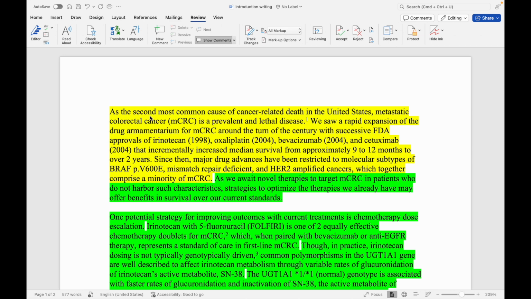We can see here the authors open up by saying the second most common cause of cancer-related deaths in the US is metastatic colorectal cancer. So in this paper, these authors cite this reference one, they cite the World Health Organization's Global Cancer Observatory chart for the USA. This is a website that's very helpful when writing an oncology paper. So let's have a quick look at the source and see how this information was derived.